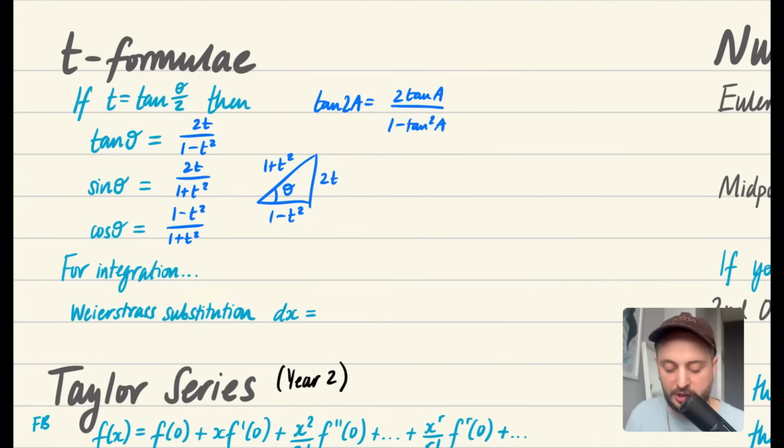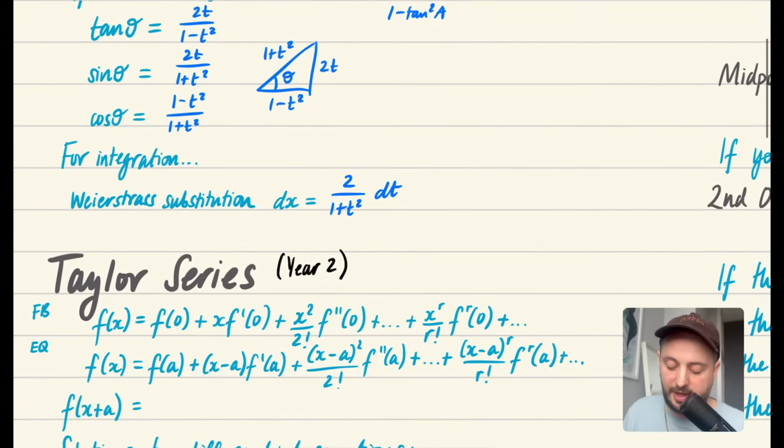Now for integration, which is kind of put in a different part of the textbook, we have the Weierstrass substitution. And all you need to remember for this is that if you want to do a substitution for the dx part that you have, it is the same as the sine part, but without the t in the numerator. It is 2 over 1 plus t squared dt. That will allow you to do a substitution with integration that takes you through to an integration question that is in terms of t.